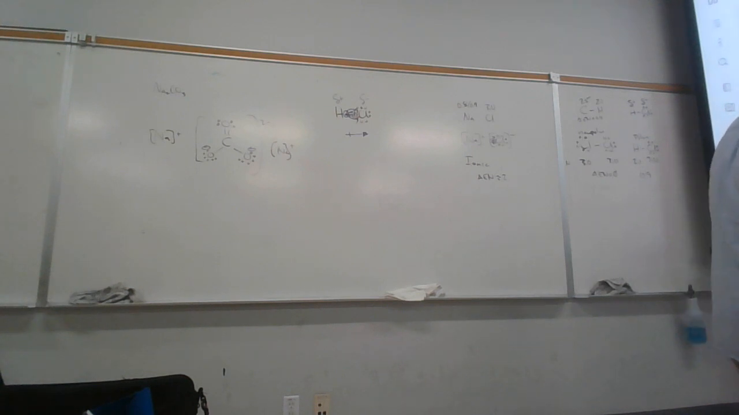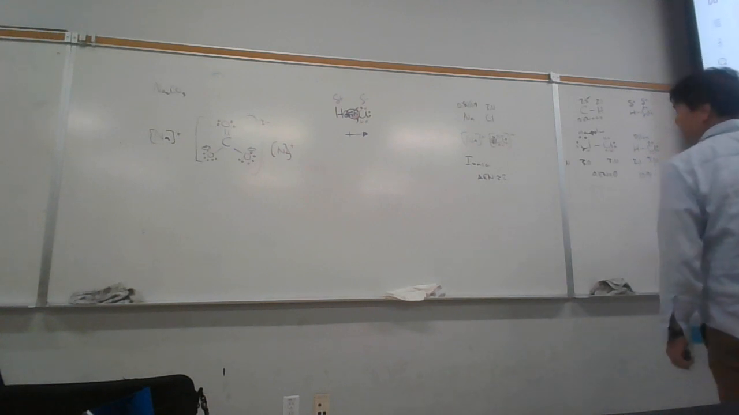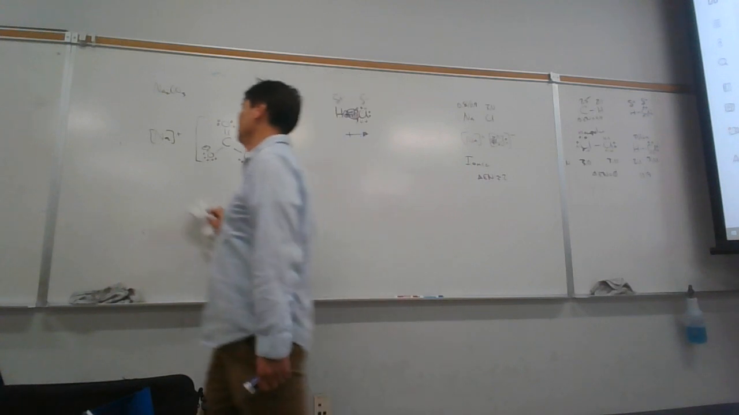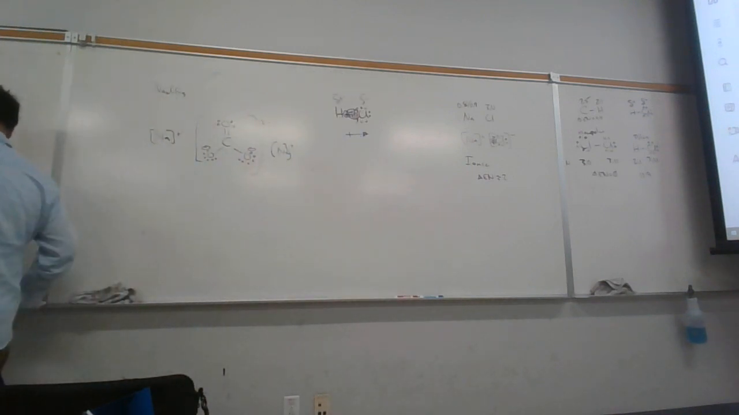Double bonds are shorter or longer than single bonds? Shorter. Shorter and stronger. The reason when we have a double bond, look at this double bond here. We're going to look at it side view. So I have a carbon and I have an oxygen. What's the hybridization on the oxygen?